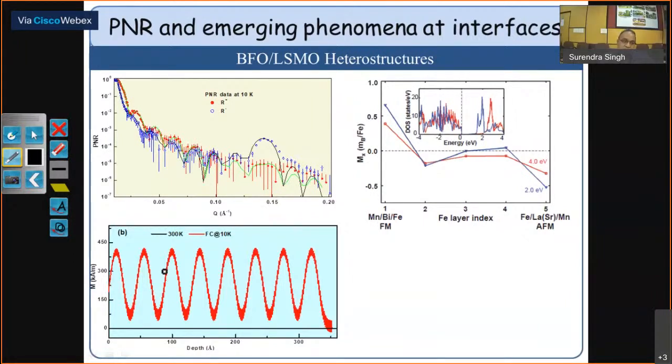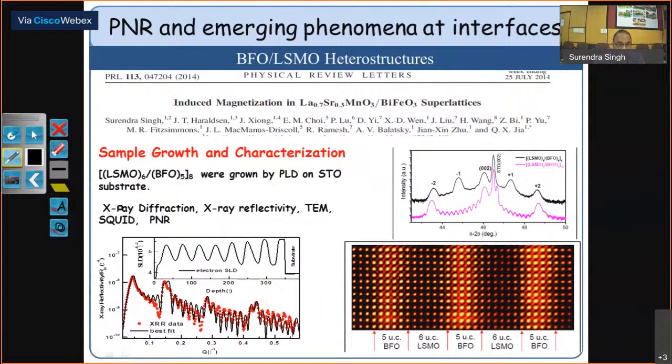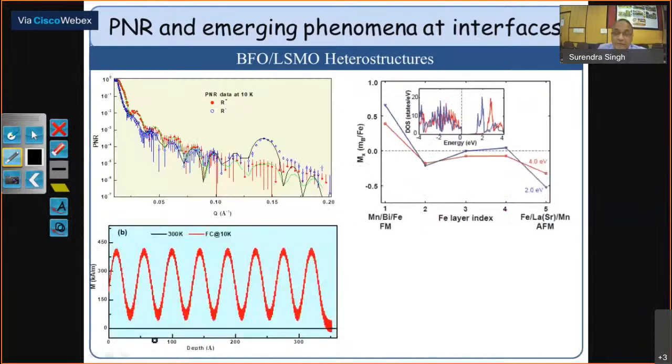We found the depth profile of the NSLD, because the X-ray reflectivity gives the electron scattering density. We found a magnetization of around 80 emu per cc for the thicker BFO layer. This is not one unit cell; it is 5 unit cells of BFO, and the whole 5 unit cell BFO is showing ferromagnetic magnetization. We modeled this data with different models, assuming the whole 5 unit cell thick BFO layer in this multilayer.